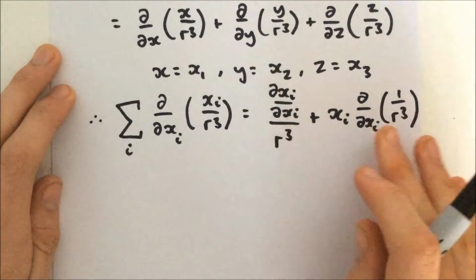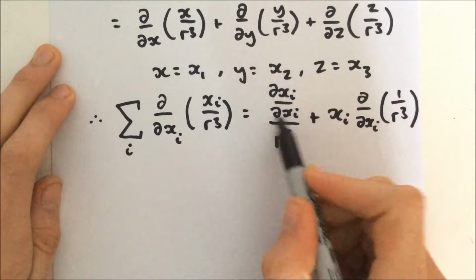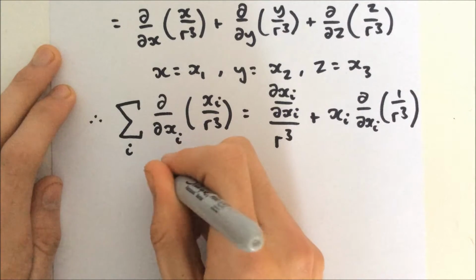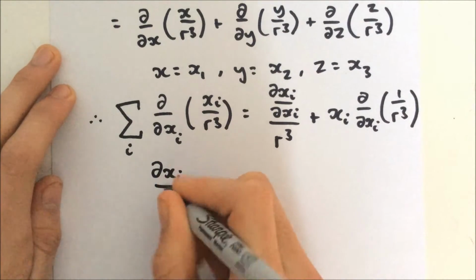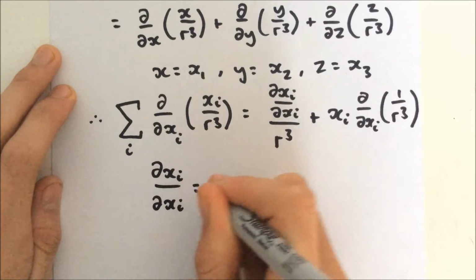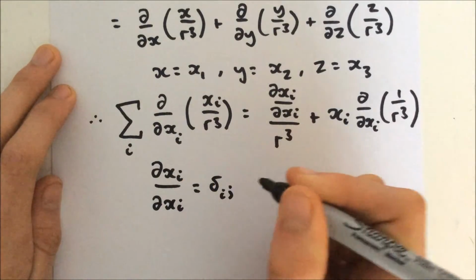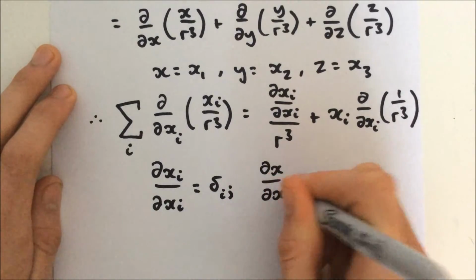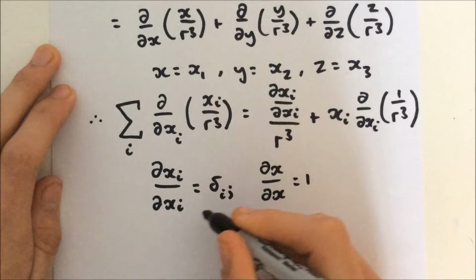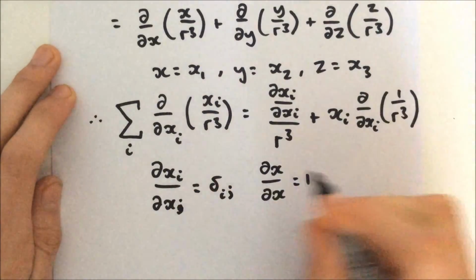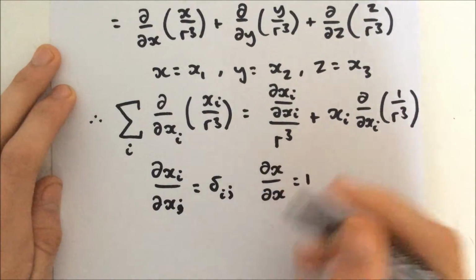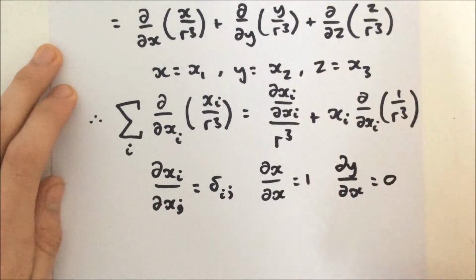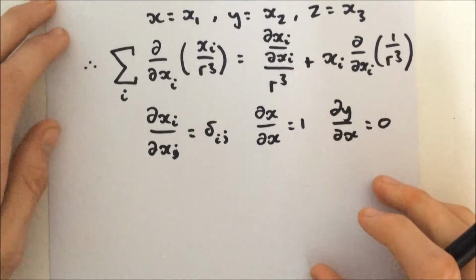So, let's break this down first. Let's look at this term, the partial derivative of xi with respect to xj. Now, we can use the Kronecker delta symbol; it's equal to delta ij. What that means is if the indices are the same, so we get dx divided by dx, that's 1. If i and j are different, like the partial derivative of y with respect to x, that's of course 0. You're probably familiar with that already.